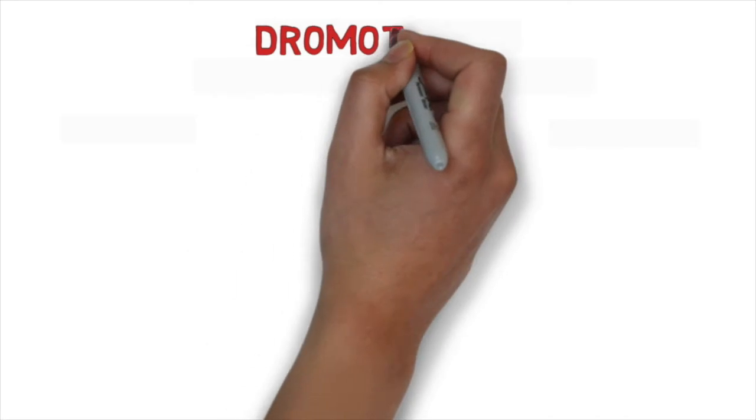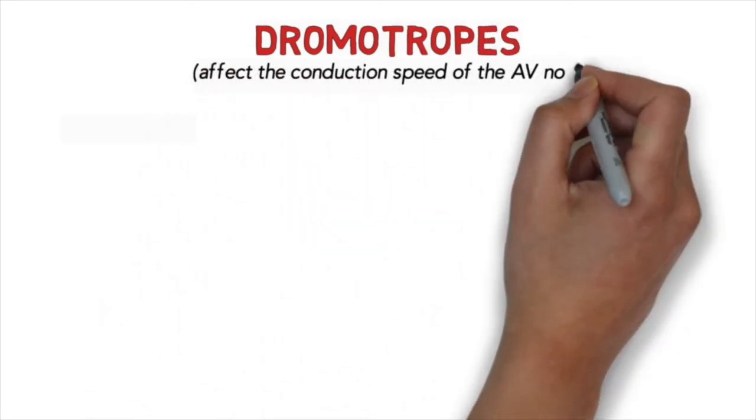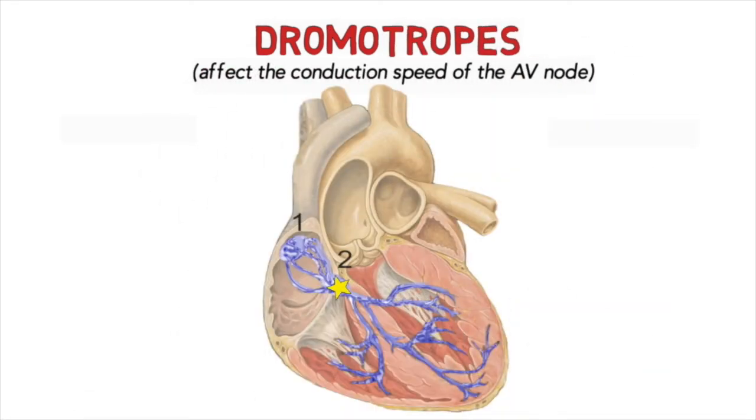Alright, lastly, dromotropes are known to affect the conduction speed of the AV node. And as we know, the AV node slows down the conduction between the atrium and the ventricles, so it can allow the ventricle to fill fully and effectively right before contraction. This is what allows for the forward flow to happen. If both atrium and ventricles were getting excited by the electrical impulses at the same time, then there would be no way for the ventricles to fill up properly and the atrium to empty out properly.